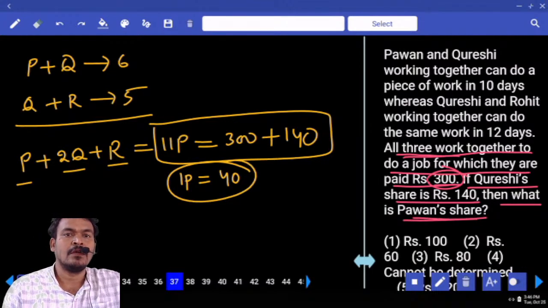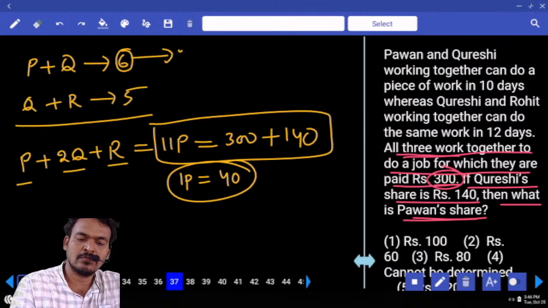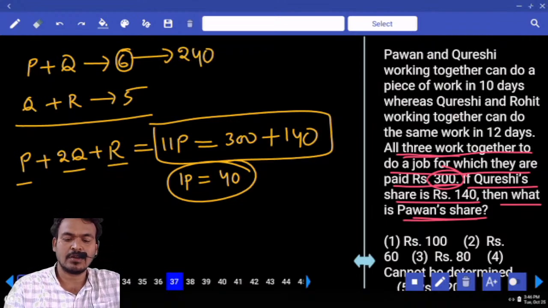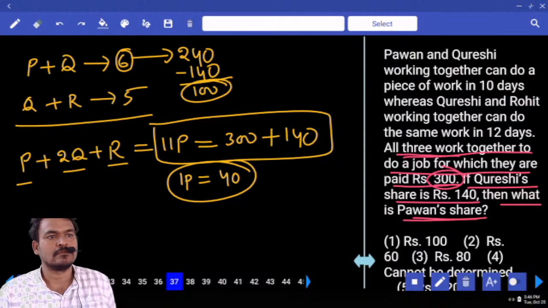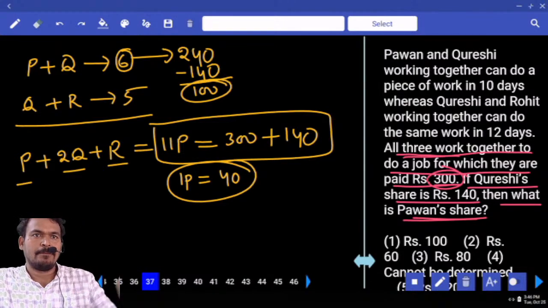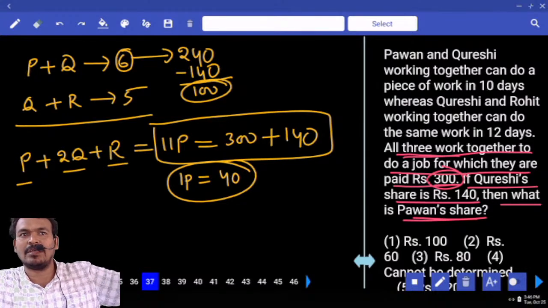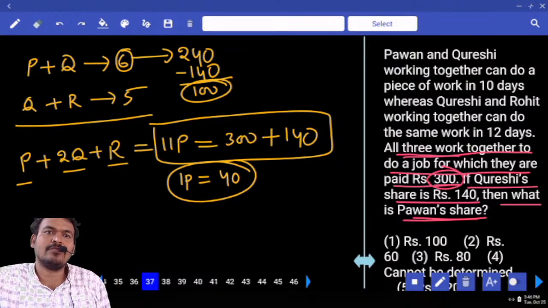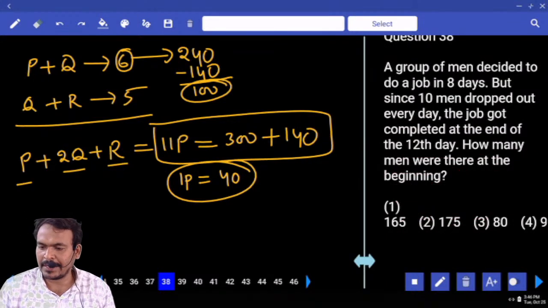What is the question here? Which share do we need? Pawan's share. But P plus Q is how many parts? 6 parts. What is the value of 6 parts? 240, or not? Out of 240, Qureshi already has how much? 140. Subtracting, we get Pawan's share, or not? What is Pawan's share? 100, or not? P plus Q plus R is 300. But the left hand side is P plus 2Q plus R, so on the right hand side do we write plus 140 or minus 140? Plus 140.